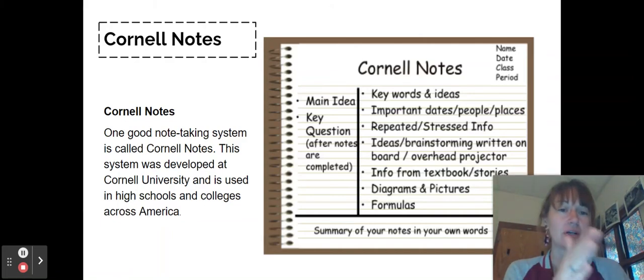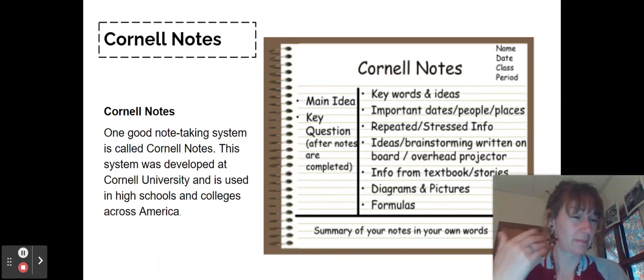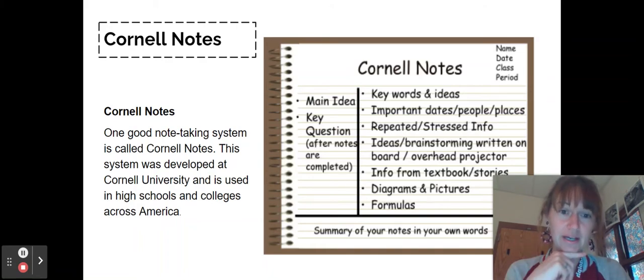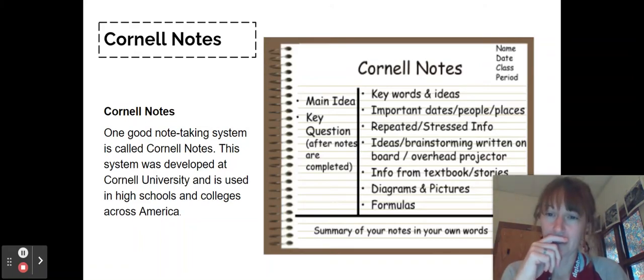And then you have the keywords, important dates, repeated info that maybe your teacher said a couple times and you think, this might be important. This might be why they're repeating it a bunch of times. Ideas, brainstorming written on the board, anything that your teacher feels is worth noting. Info from any textbook stories. You have diagrams, formulas. And you break it up in those three sections to make it easier to go over later.